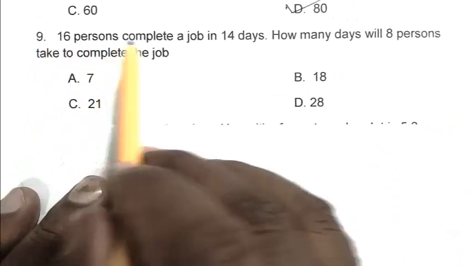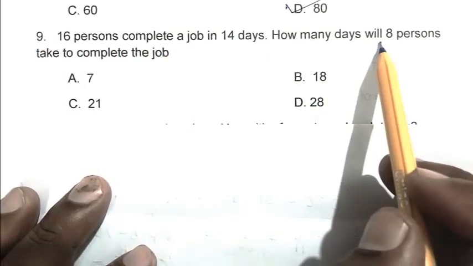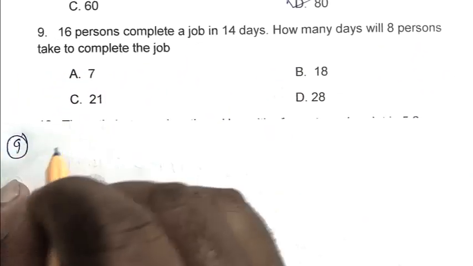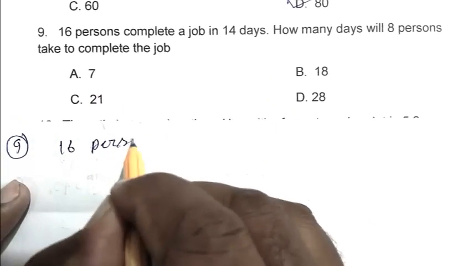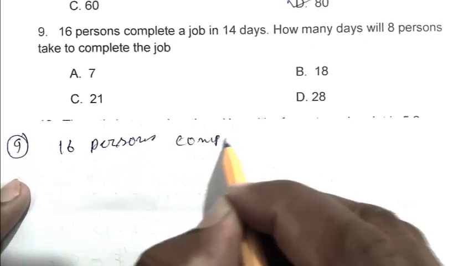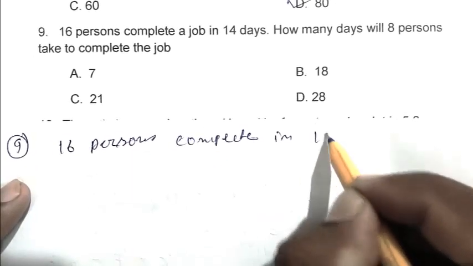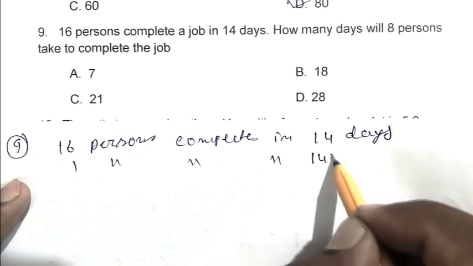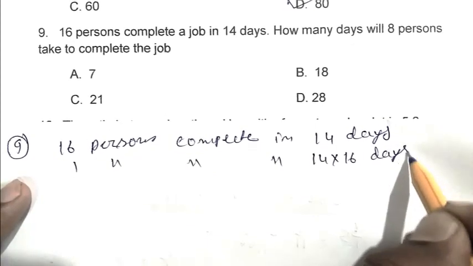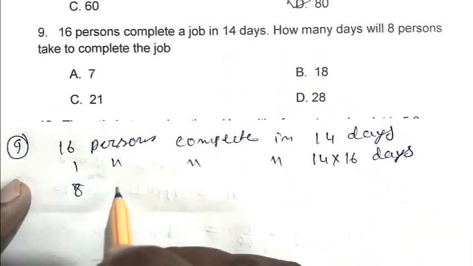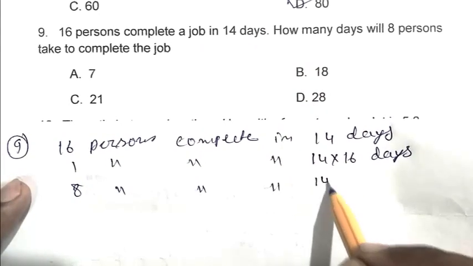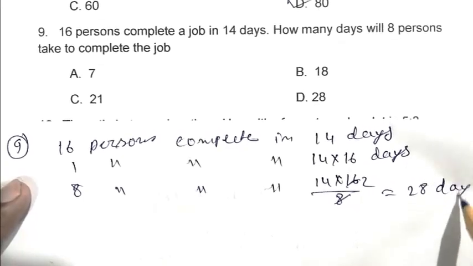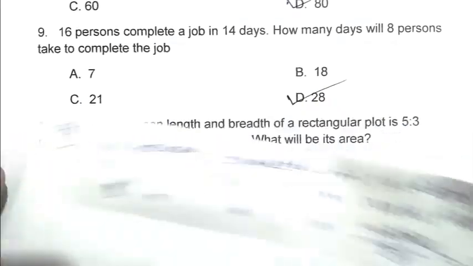Question number 9. 16% completes a job in 14 days. How many days will 8% take to complete the job? 16% completes in 14 days. 1% completes in 14 into 16 days, and 8% completes in 14 into 16 by 8, that is 28 days. So D is the right answer.